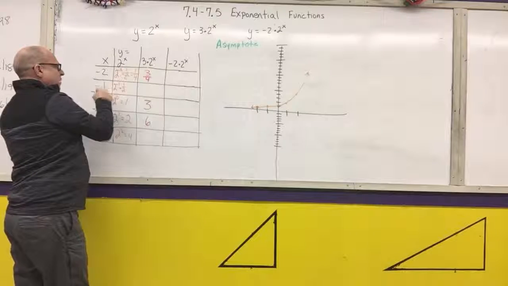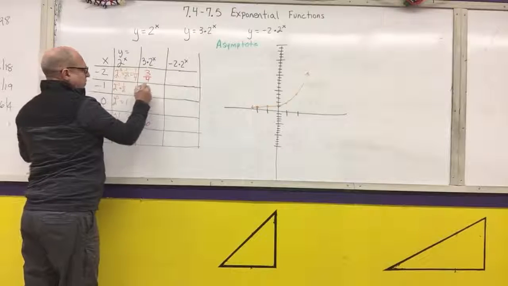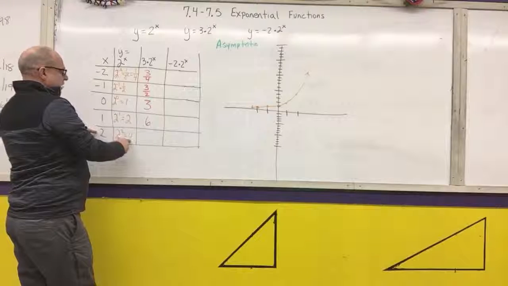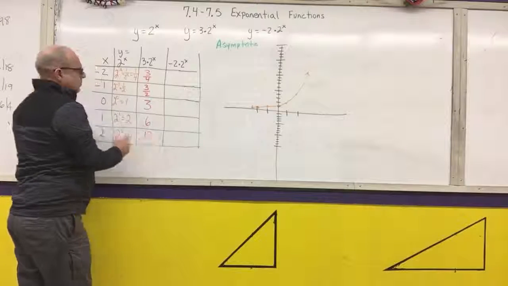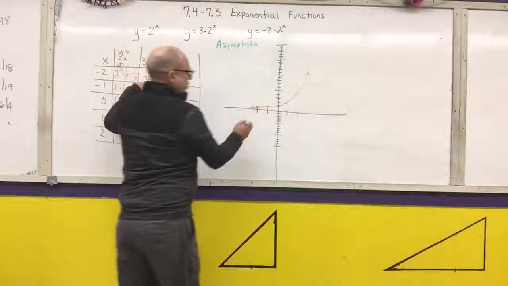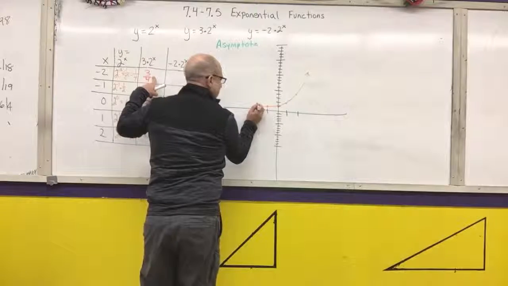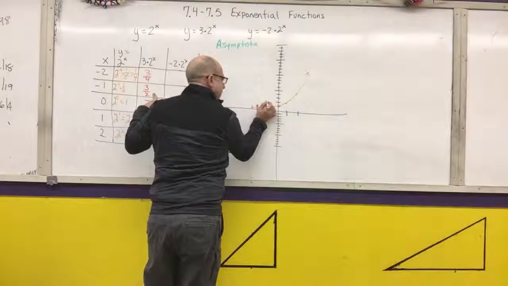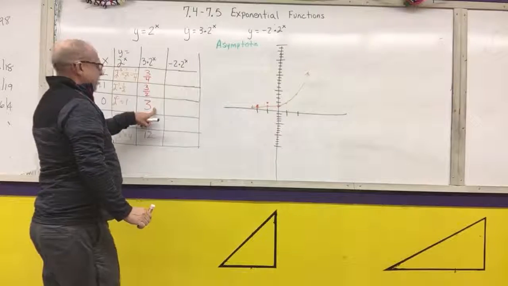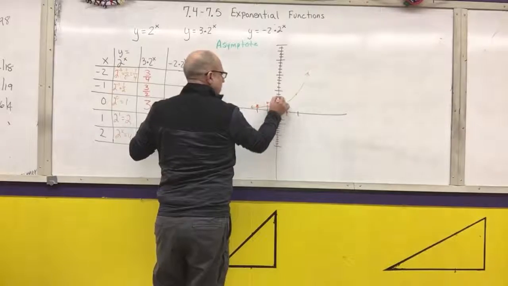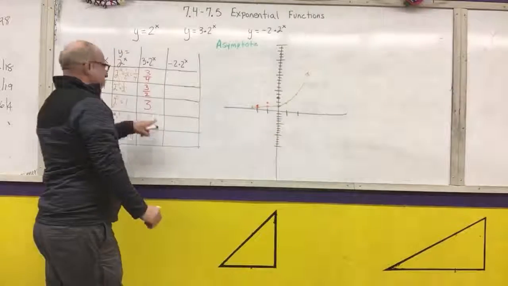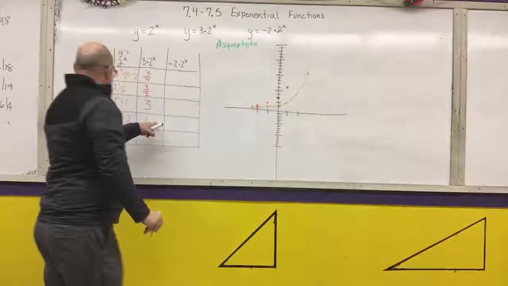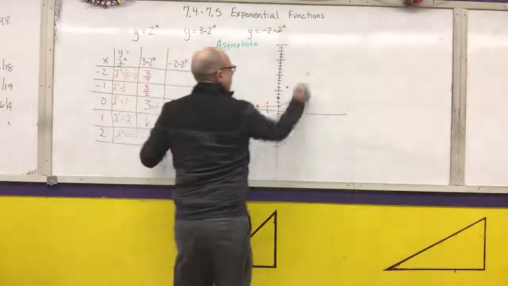3 times 2 to the negative 1 would be 3 times 1/2, which is 3/2. And down here, I'd get 3 times 4, which is 12. So at negative 2, I get 3/4. At negative 1, I get 3/2, which is 1 1/2. At 0, I get 3. At 1, I get 6. And at 2, I get 12.